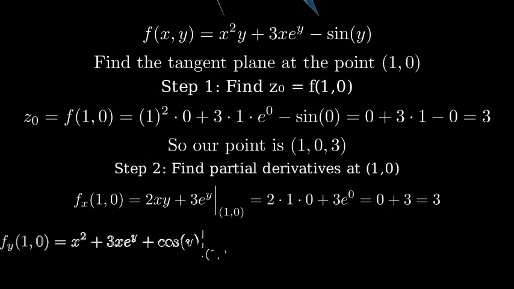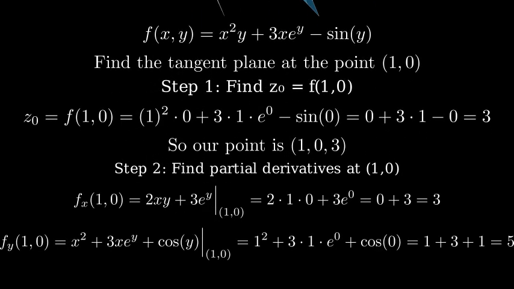Step 2. We need the partial derivatives evaluated at 1, 0. We already calculated that the partial of f with respect to x equals 2xy plus 3e to the y.